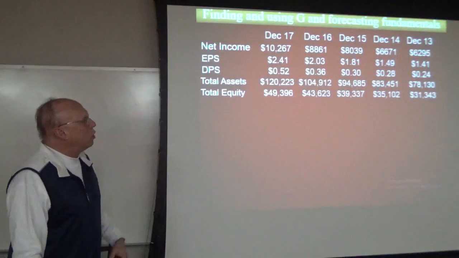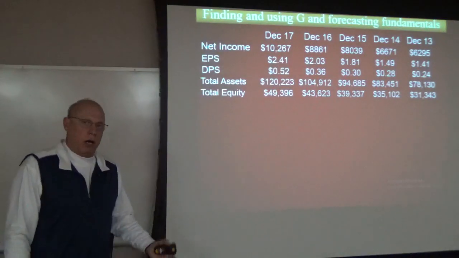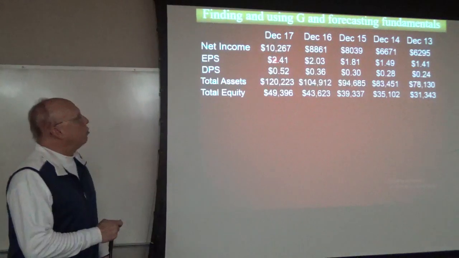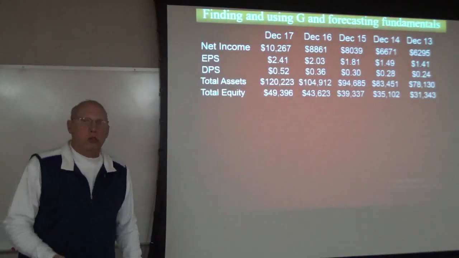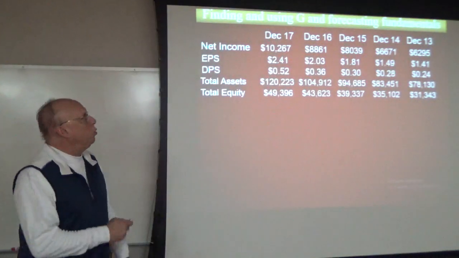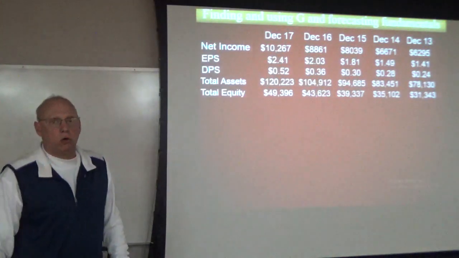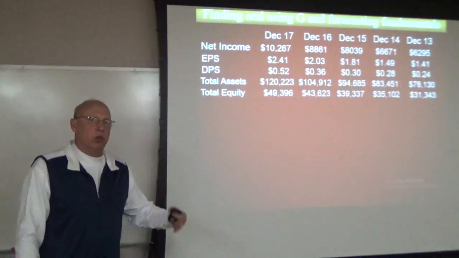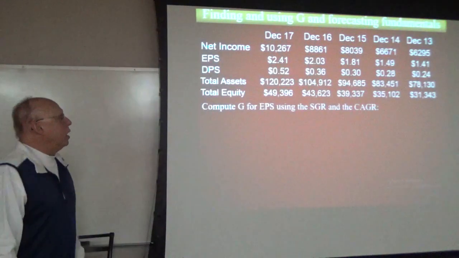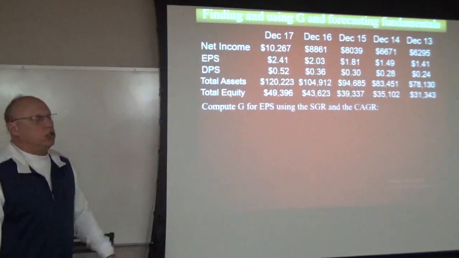And so we're going to calculate growth rates using the sustainable growth rate. We're going to calculate that, and we're going to calculate the compound annual growth rate of earnings per share, and we'll use those growth rates to forecast what we think the fundamentals will be in 2018. All right, so we calculate these historical growth rates, and then we apply them to last year's number in order to forecast next year's number. All right, so compute G for earnings per share, the growth rate, using both the SGR and the CAGR.